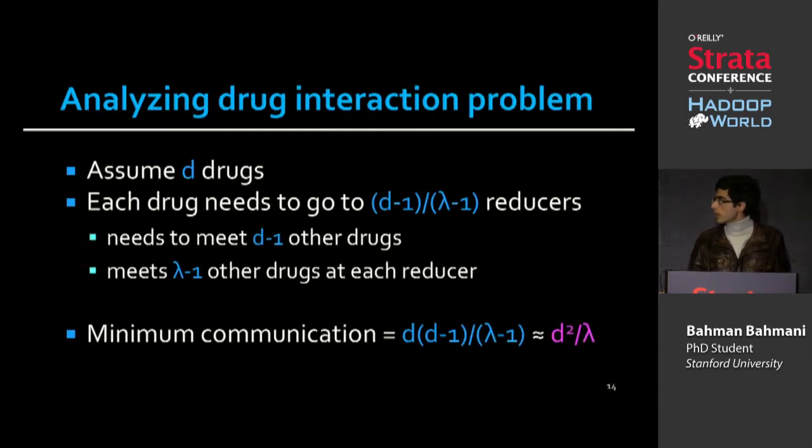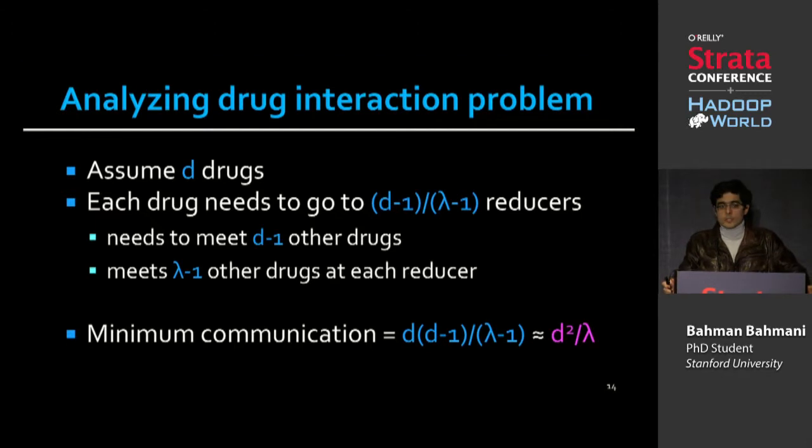Okay? So now let's analyze the drug interaction problem. In this slide, we are not analyzing any specific algorithm for this problem. We are analyzing the problem itself, like what is the requirement of the problem. So let's assume that we have D drugs. Previously it was 3,000. Let's just generalize it. So each drug needs to meet D minus 1 other drugs, because we need to compute the pairwise interactions for each drug with any other drug. And at each reducer that this drug gets sent to, it meets at most lambda minus 1 other drugs by the definition of lambda. So each drug needs to get sent to at least D minus 1 over lambda minus 1 reducers.